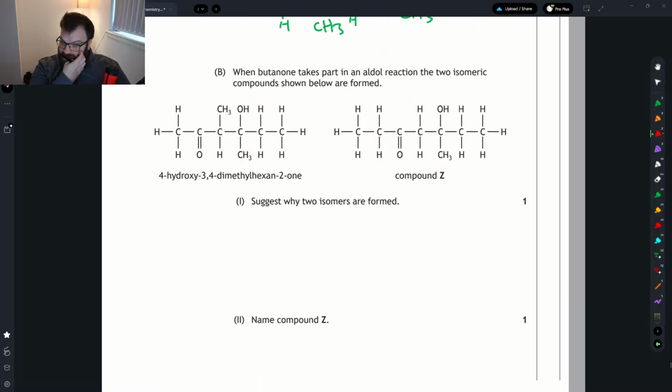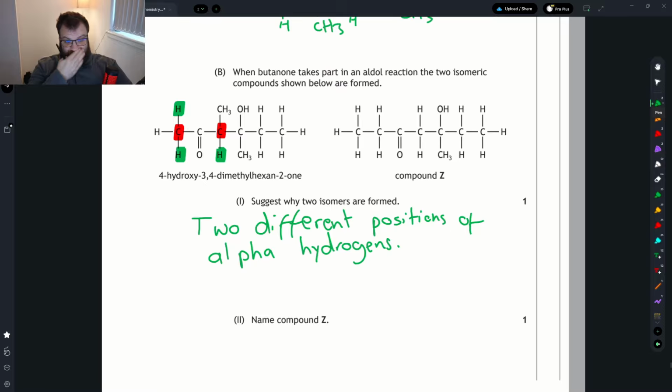Next one, we're asked about why 2 isomers would be found in this one. And the only thing I can think of is that it was to do with the carbon beside the carbonyl group. So here, we've got 2 carbons beside the carbonyl group, each of which have hydrogens available to undergo that reaction. They're present on position 1 and position 3 of the chain.